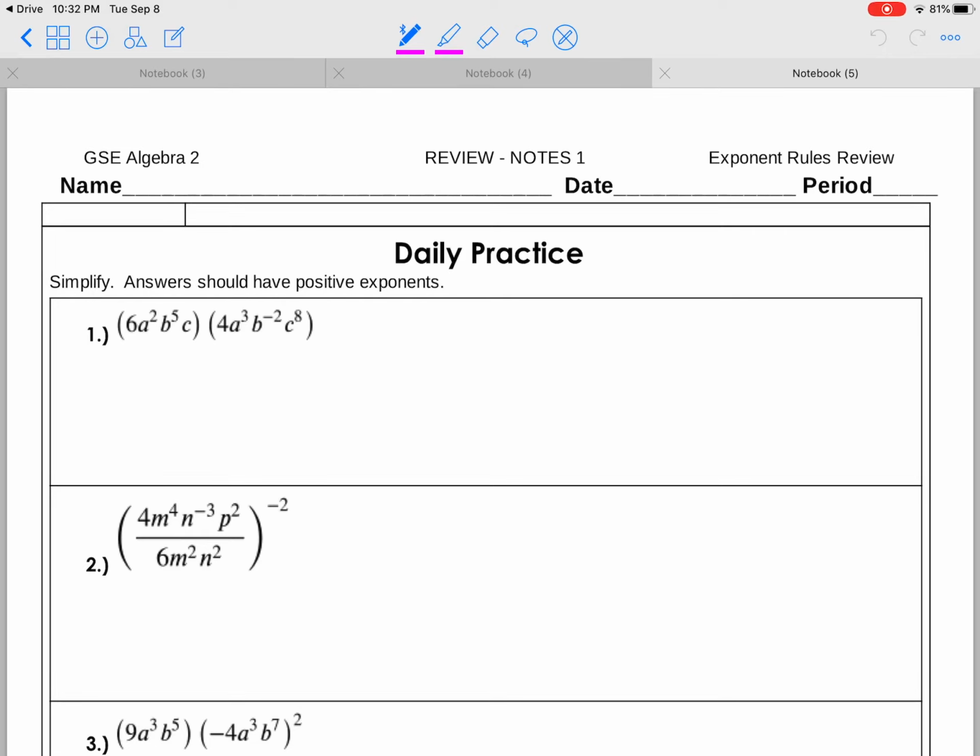Okay, there are also 3 IXLs that you have for this lesson. So once you get your daily practice turned in, you need to go ahead and get started on those IXLs.